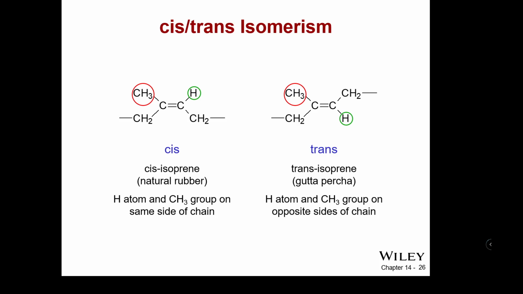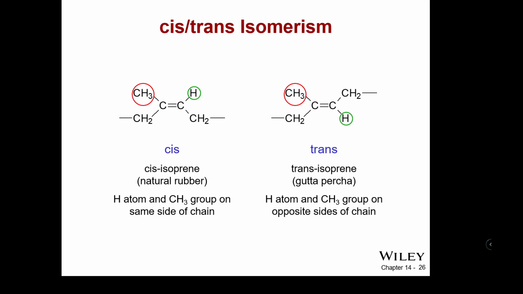Cis isoprene is also known as natural rubber. So this is an example where trans-isoprene is something called gutta percha, and it might be helpful to see an example if we've got time. I don't know that we will. We'll see. Might be helpful to see an example of these.